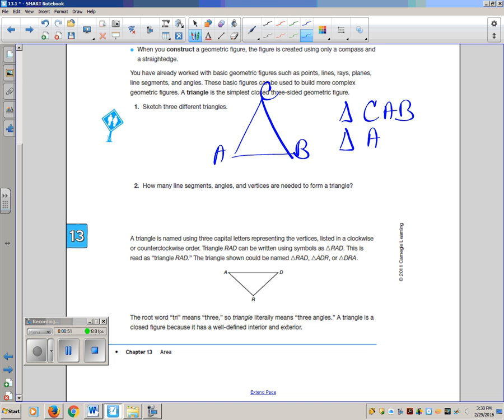triangle ABC, triangle BCA. Okay, there are other ways to name it. The letters are just the name of the vertex. You go around the triangle. Number 2, how many line segments, angles, and vertices are needed to form a triangle? 3. There are 3 angles. If I get going too fast, pause the video.